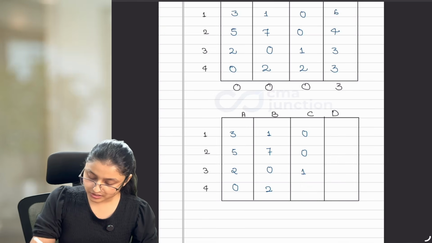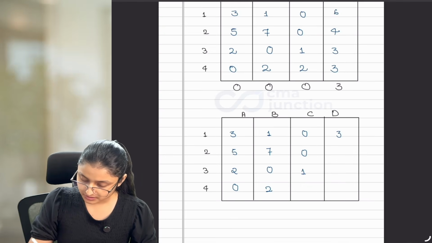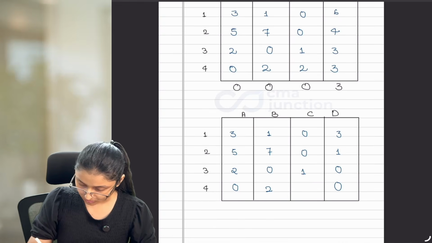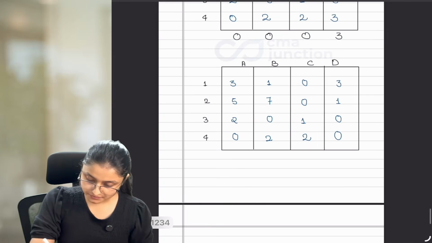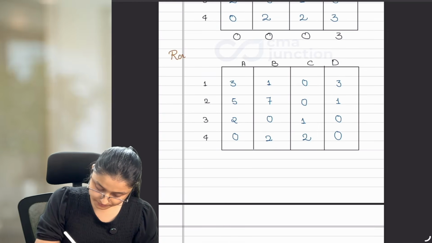Now reduce this 3 from all the values. 6 minus 3 is 3. 4 minus 3 is 1. 3 minus 3 is 0. 3 minus 3 is 0. Here we have 2. Okay? Now after this we have to do row and column scanning.